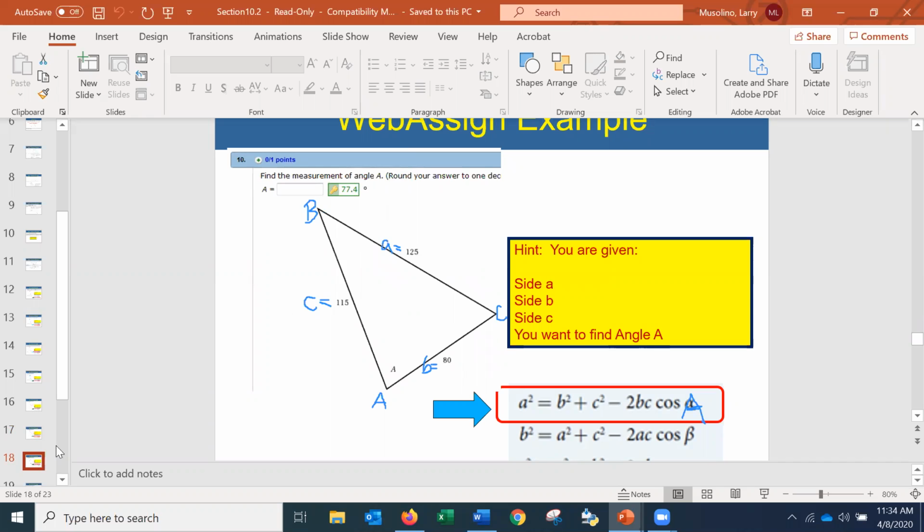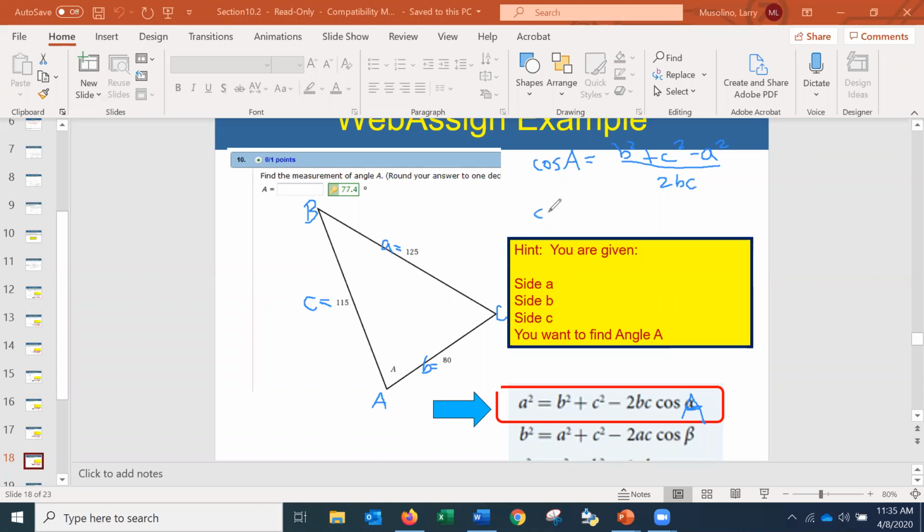You have to do cosine A equals. You got it. Good, Gennaro. So let's write it out. The formula is cosine A equals B squared plus C squared minus A squared all over 2BC. Remember, you don't have to memorize this formula. It's on the chapter 10 summary.